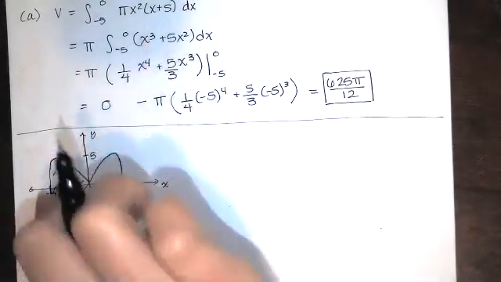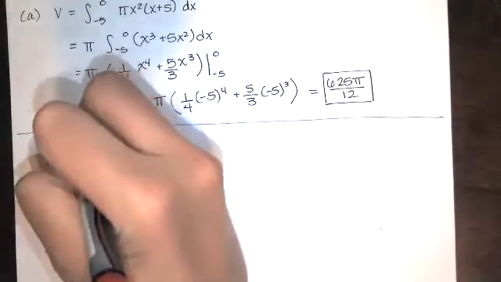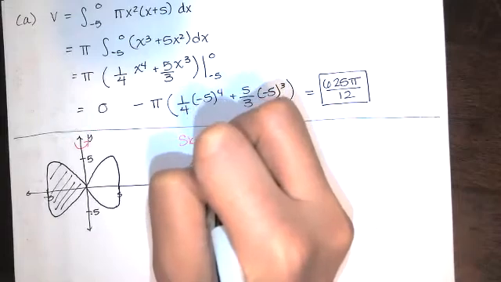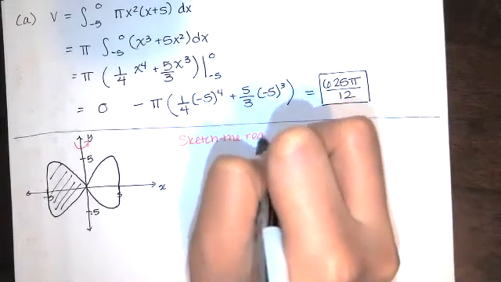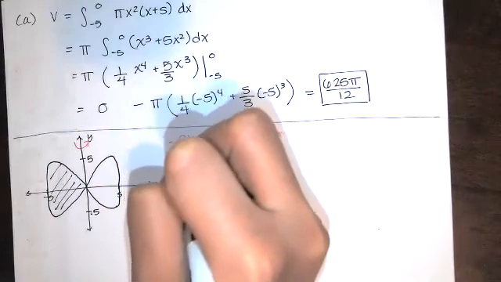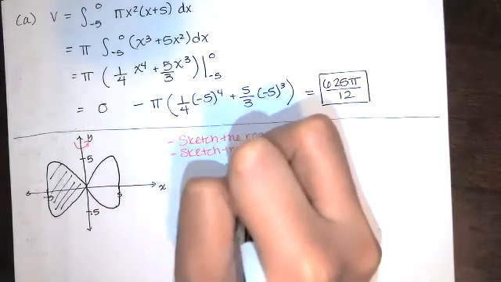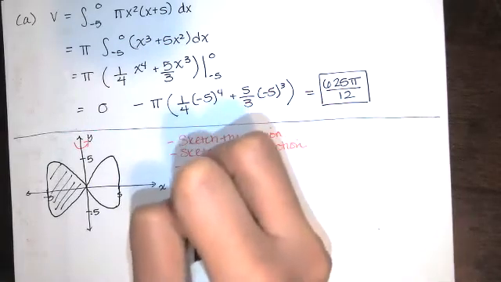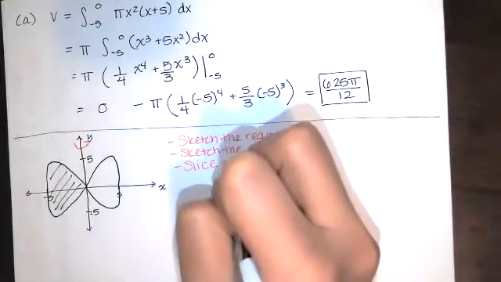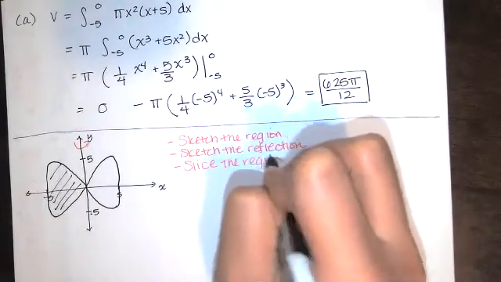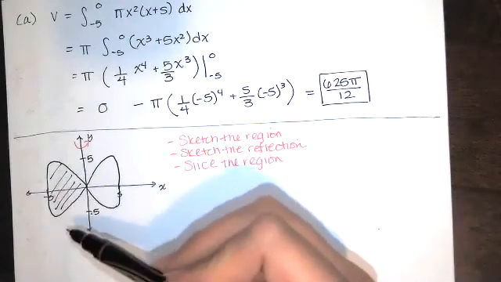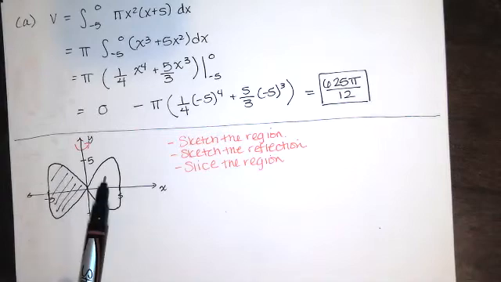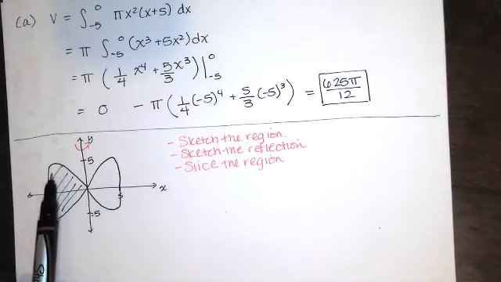Okay, so we've got this region and we revolve it around the y-axis. And that's always what you want to do. You want to sketch your region. Then you want to sketch the reflection across the axis. And then you're going to slice it. You can either slice parallel to the axis and use the cylindrical shell method, or you can slice perpendicular to the axis and use the disc or washer method.